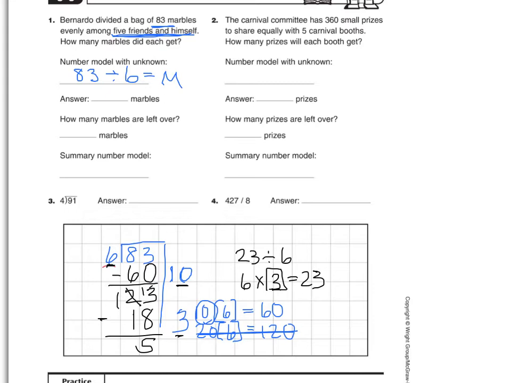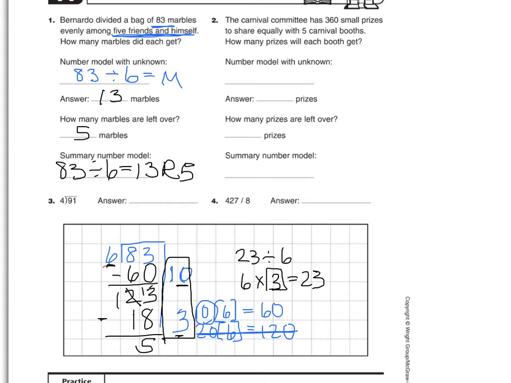So we count out how many we gave each boy. In the first round, we gave every boy 10. In the second round, we gave each boy 3. So we use the partial quotient. 10 plus 3 is 13. And then the next question said, are there marbles left over? Well, there is. There were 5 marbles left over. So what we would then put here is 83 divided by 6. It's still the number model. We now figured out that the boys each got 13 marbles. There was a remainder of 5.